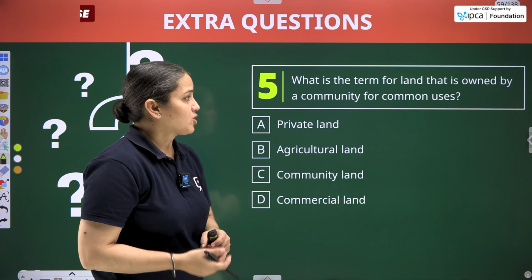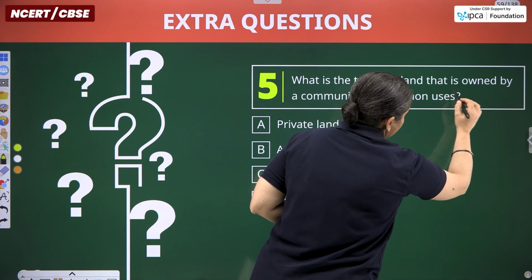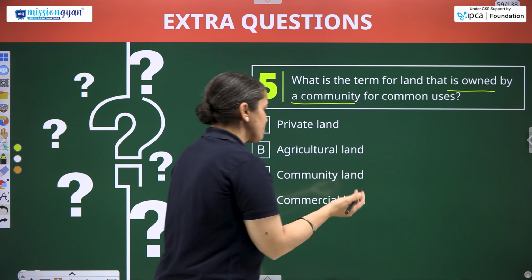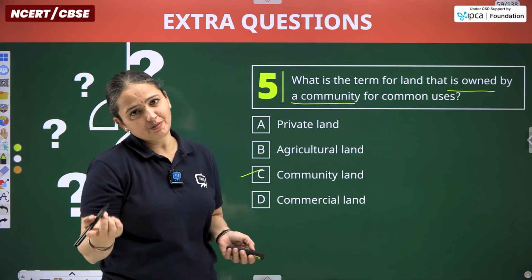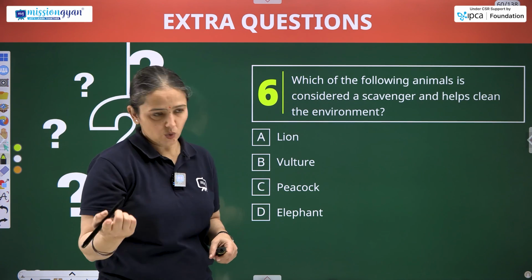Next, what is the term for land that is owned by communities? So of course, community land. If it will be owned by the individual, it will be referred as private land or privately owned land.